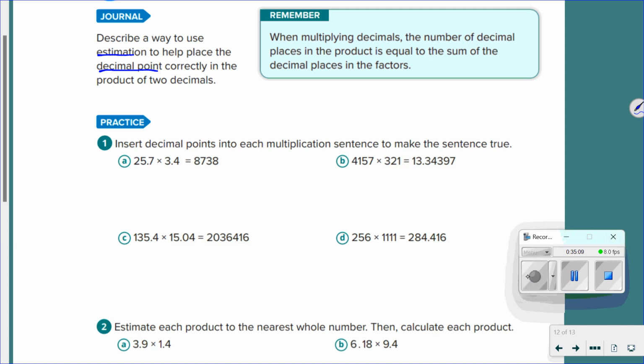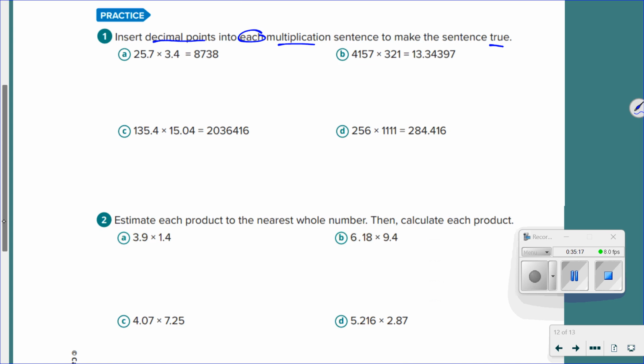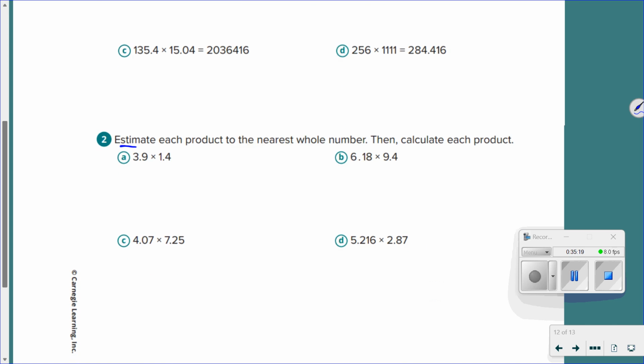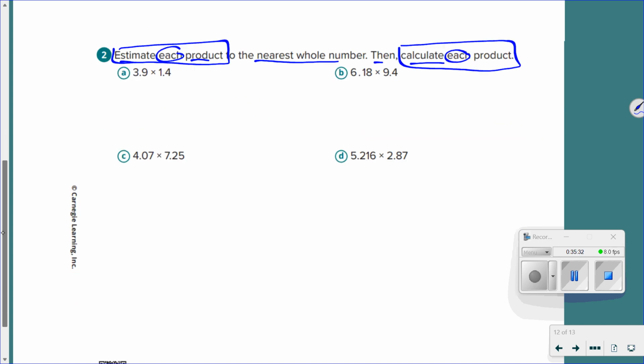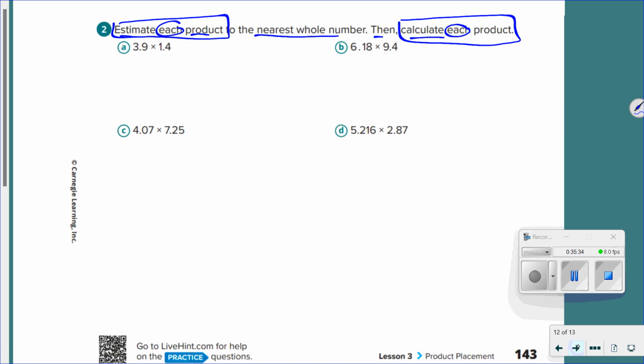Okay, this one is just like we did. We're inserting decimal points into each multiplication sentence to make it true. So the whole key is just basically count them, make sure you have the right number. Estimate each product to the nearest whole number, then calculate each product. There's two parts to this. You need to do your estimation because the directions say it, and then you need to calculate it. So we should see the work shown. Second page is pretty easy on this one.